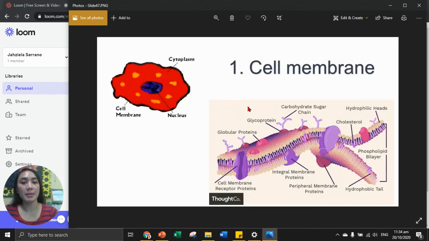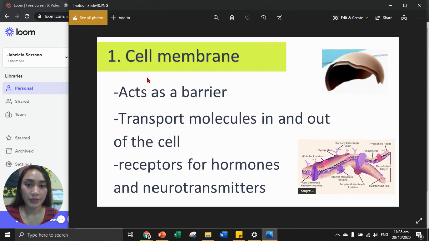Let's start with the cell membrane. Look at this picture. The cell membrane is the one that encloses the cell. Here you can see a close-up of the cell membrane. It is a phospholipid bilayer, meaning it has a hydrophobic tail and a hydrophilic end. The cell membrane acts as a barrier and transports molecules in and out of the cell, like a guard of the cell. It also acts as receptors for hormones and neurotransmitters.